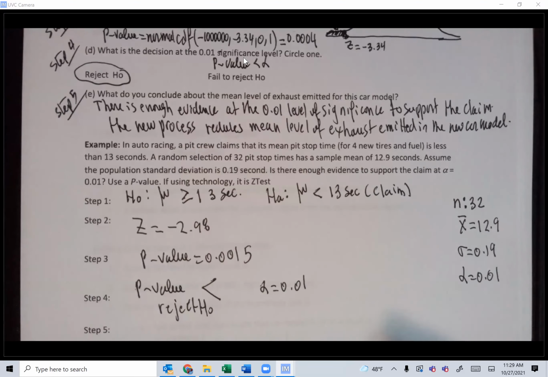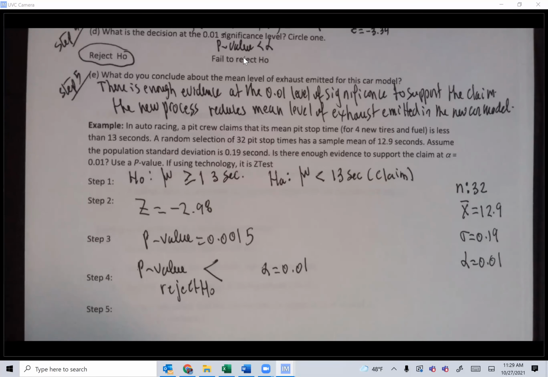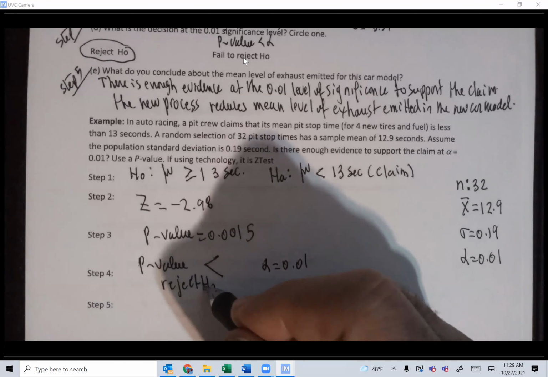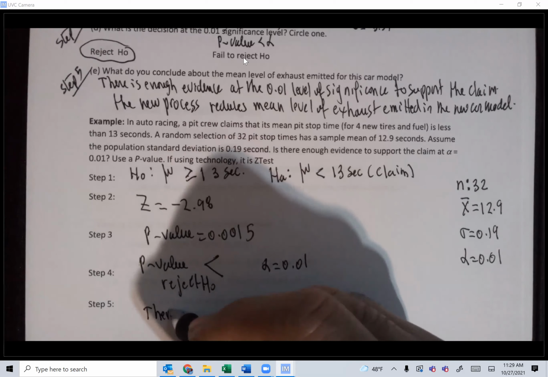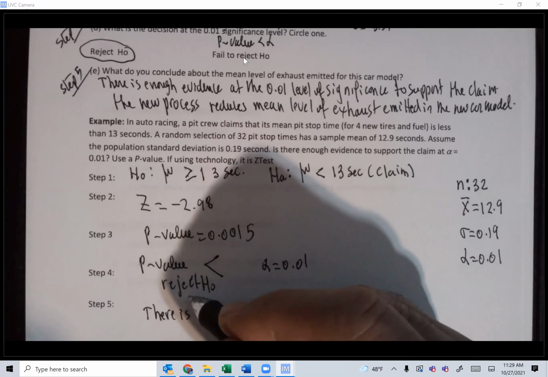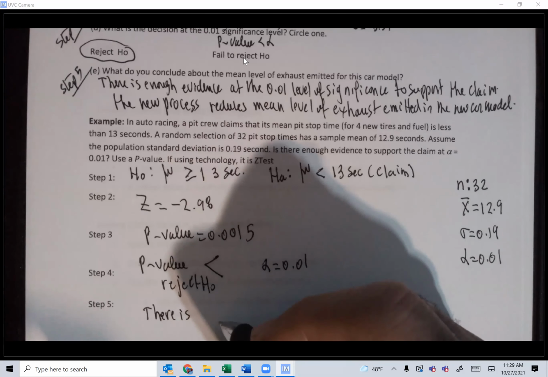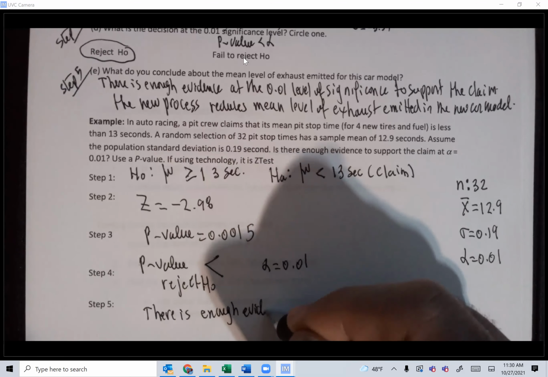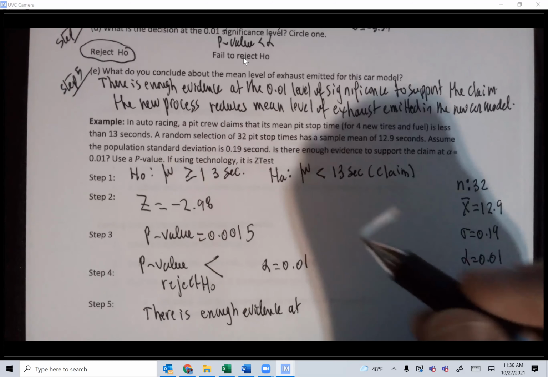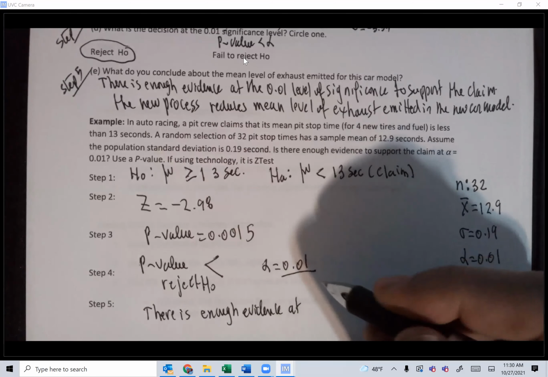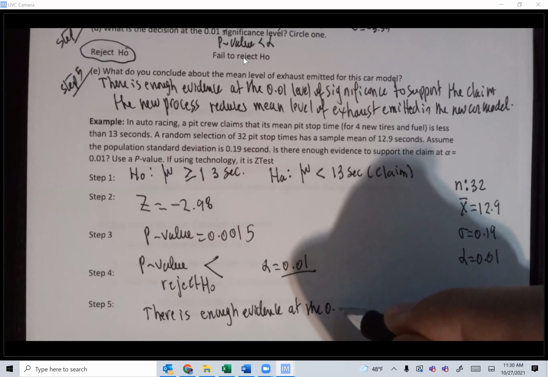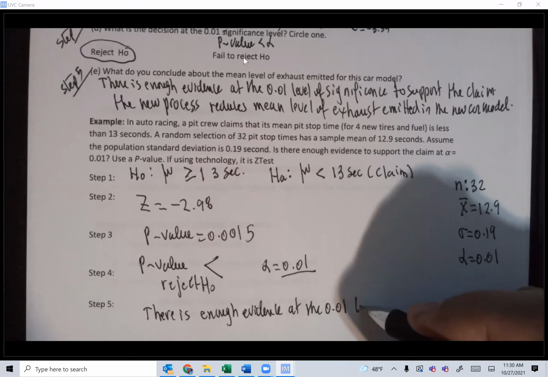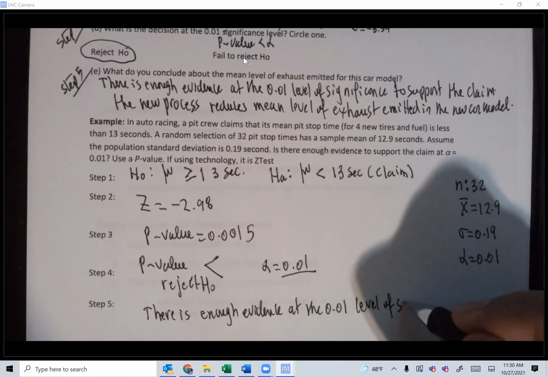And if you reject H0, here's how you start. I'm going to show you a trick on how to write the final conclusion. If it is a reject, you start with there is enough evidence. If it is a fail to reject, you start with there is not enough evidence. So there is enough evidence at, mention the significance level, guys. You have to mention that, because you have to tell a reader that there is a chance that you make a type 1 error there. At the 0.01 level of significance.